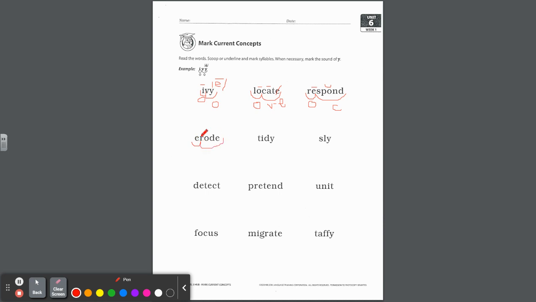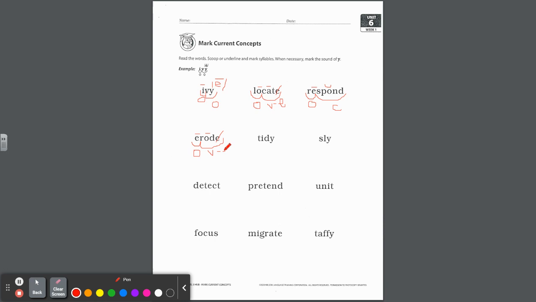Road. E is by itself, long and open. It's not closed in. Road. Again, we have vowel, consonant, silent E. So long vowel, consonant, cross off your silent E and mark it as a V-E word.